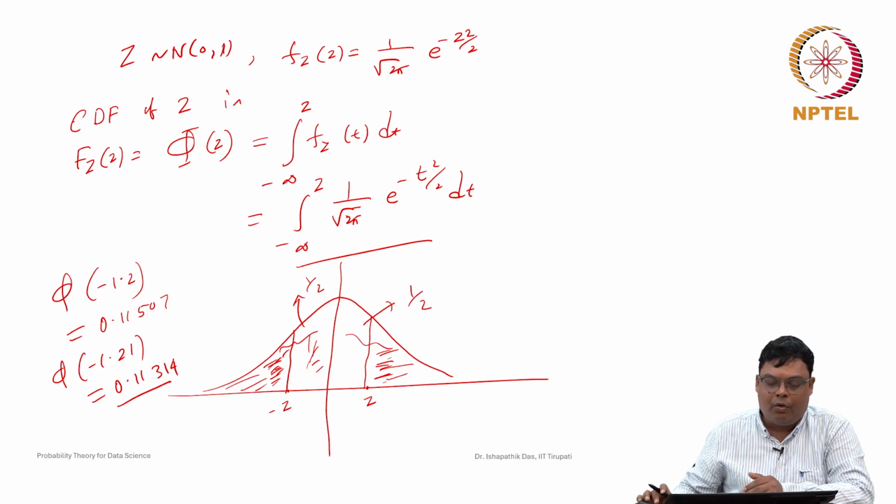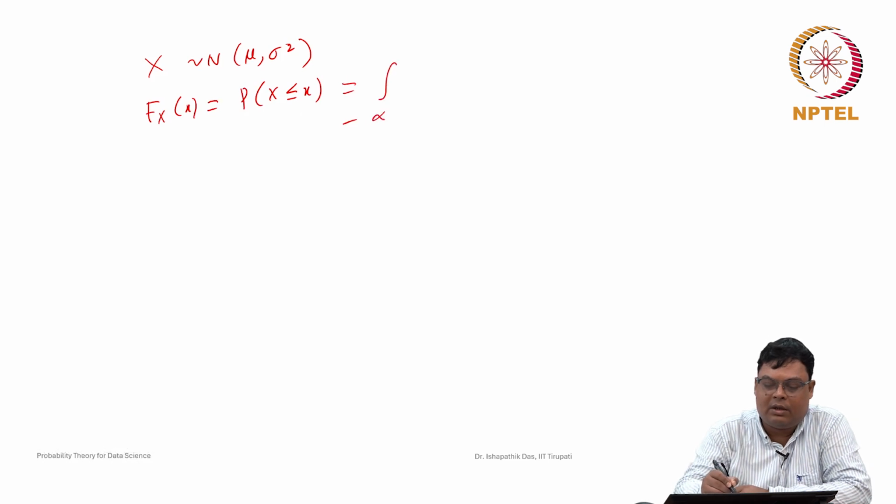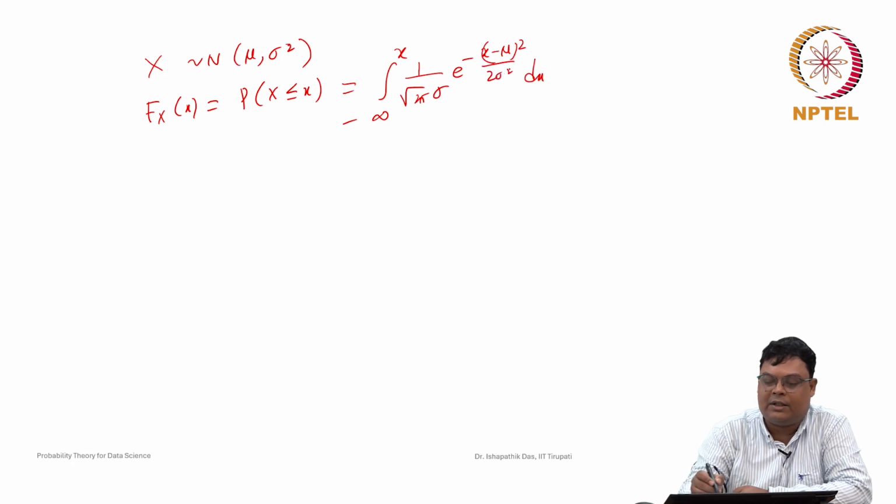Now, whenever you know the probability of the standard normal variate, suppose X is any normal distribution with any mean mu and variance sigma square, and now you want to find F_X(x). This is nothing but the probability that X is less than or equal to x. This is also not tractable, because this integration is the integral from minus infinity to x of 1 by root 2 pi sigma, the density function of the normal distribution with mean mu and variance sigma square, dx. So, you cannot find this easily.